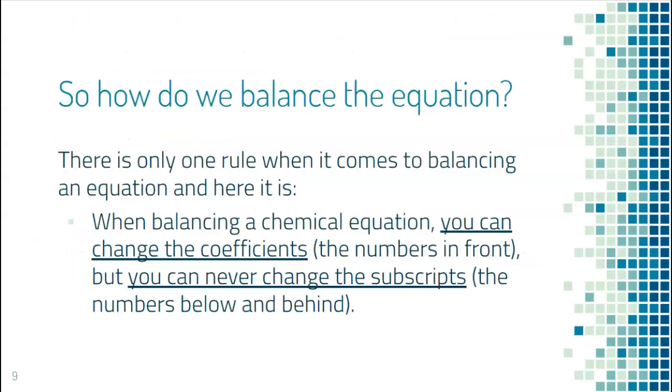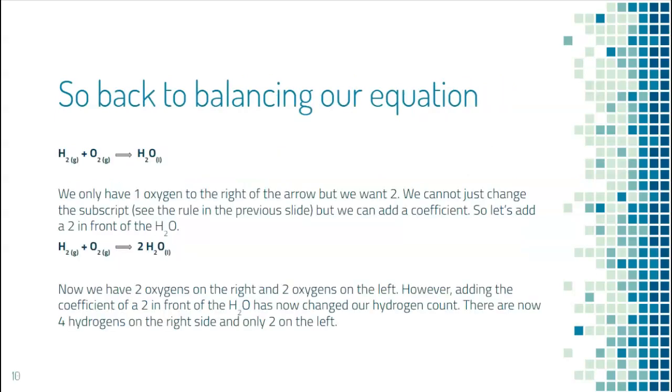So when we are balancing an equation, you can only change the coefficients. Coefficients are numbers in front of a formula, and I'll show you what that looks like in a second. So we're going to add numbers in front, but we cannot change the numbers behind, okay? So here's what this would look like, okay?